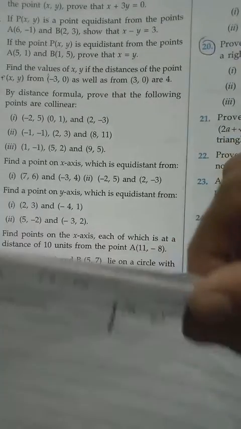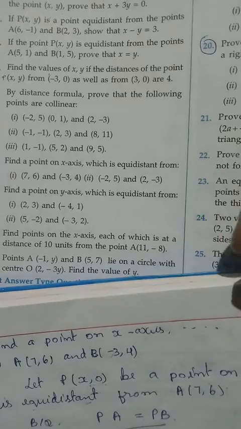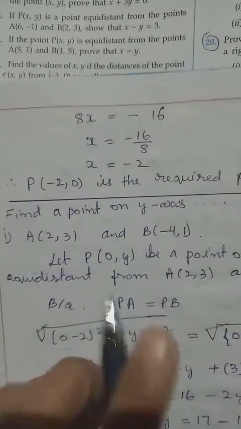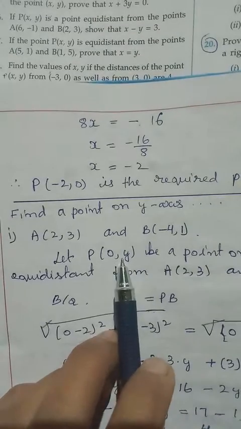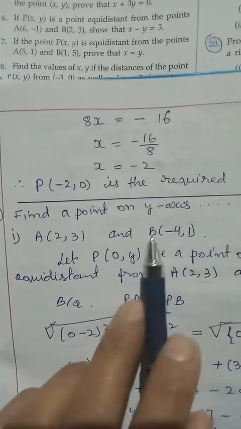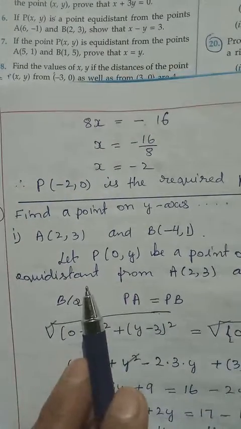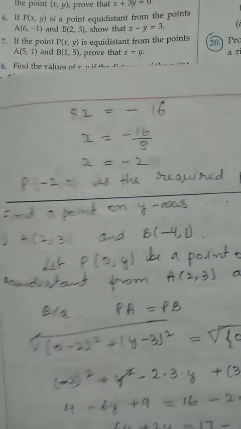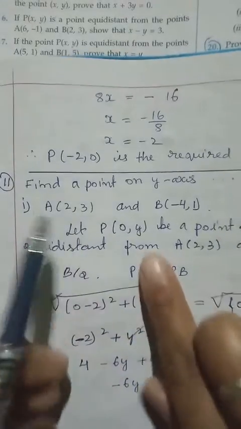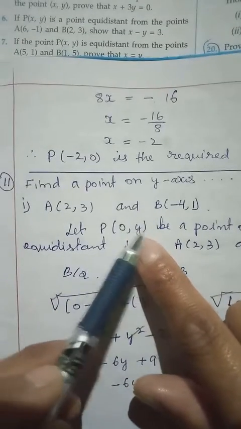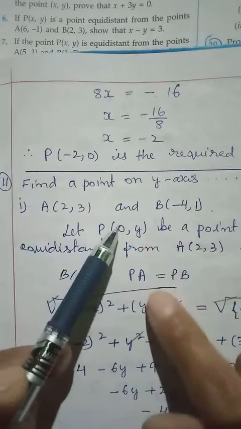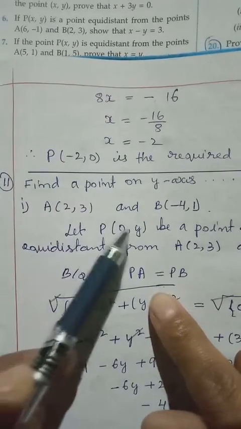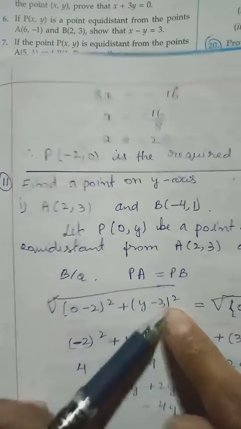So the same way we can use distance formula. So we can take the point on a y-axis to be 0y. Then we name this point as A and B. Then since the question say they are equidistant, we can make PA equal PB. Use distance formula between P and A. Here we have xy, there also xy. So it becomes 0 minus 2, y minus 3 whole square.